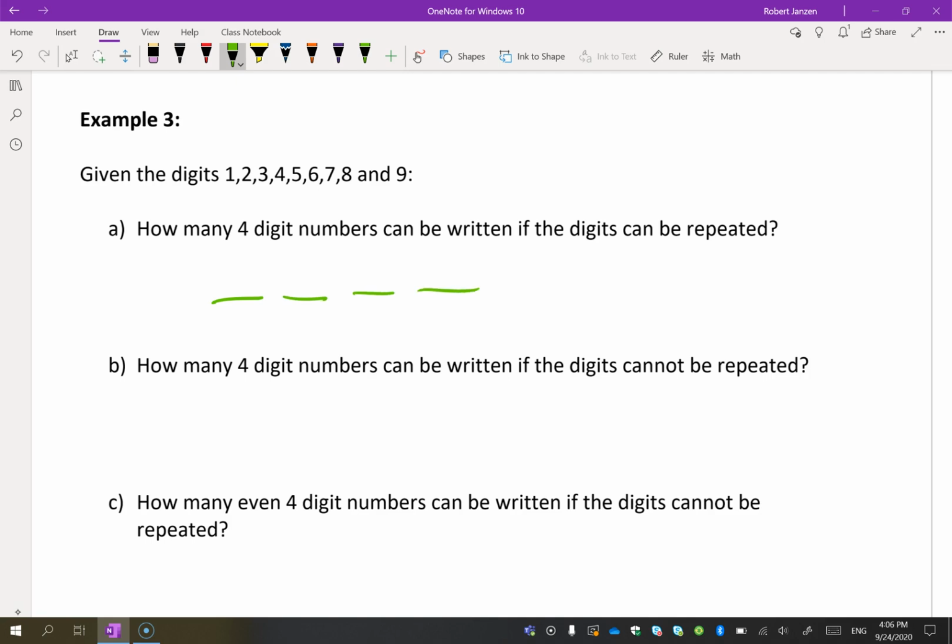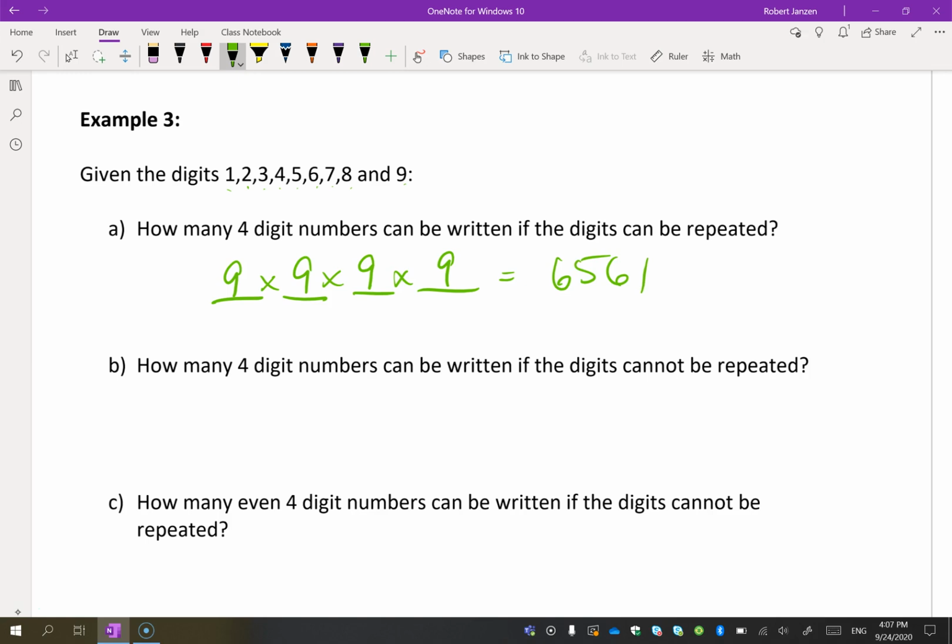So how many are there here? 1, 2, 3, 4, 5, 6, 7, 8, 9. So 9 possibilities for the first number, and 9 for the second, and 9 for the third, and 9 for the fourth. So what is 9 times 9 times 9 times 9? 9 to the power of 4. This is 6,561.